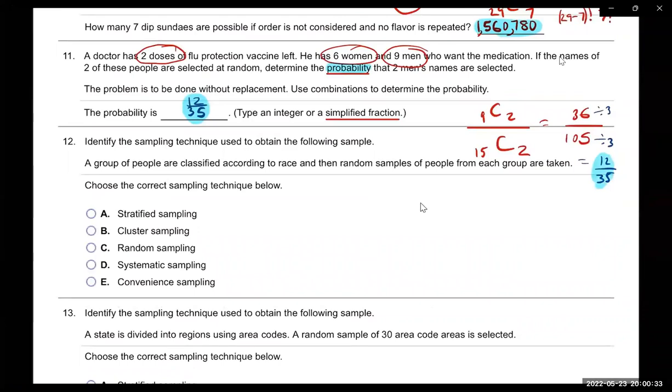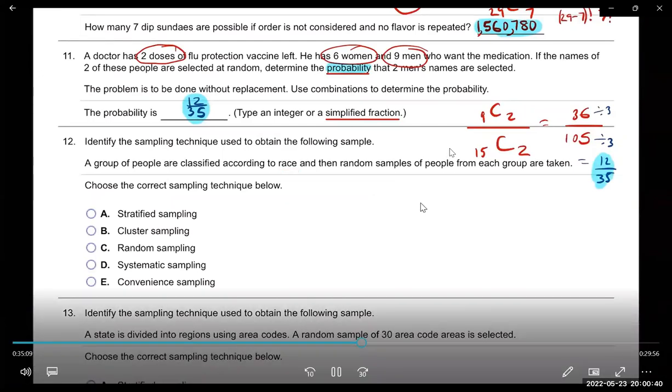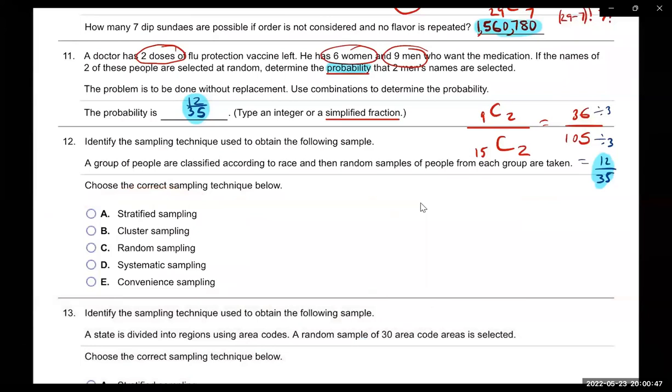Number 12, identify the sampling technique used to obtain the following sample. A group of people are classified according to race, and then random samples of people from each group are taken. So which type of sampling is being used if you're classifying according to race and then taking random samples of each group? Remember, when you break it into categories, it's one of these two: stratified and cluster. In this case, we're breaking it up by race, and then we're just selecting a sample from each race. So in that case, I don't know if you remember, but the definition was stratified for that.